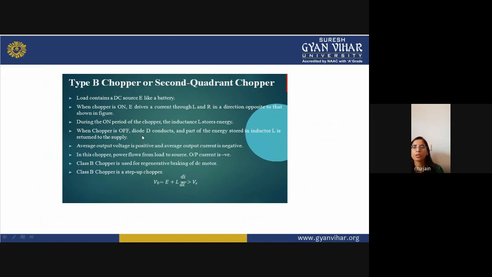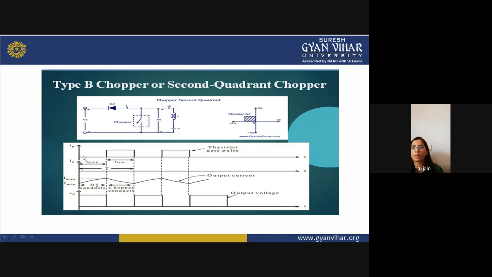Yes, when the chopper is off, the diode conducts and part of the energy stored in the inductor L is returned to the supply. So the average output voltage is positive and the average output current is negative. You can see from the waveform that when the thyristor is in the off state, diode D2 is conducting. The current is flowing in the negative direction.